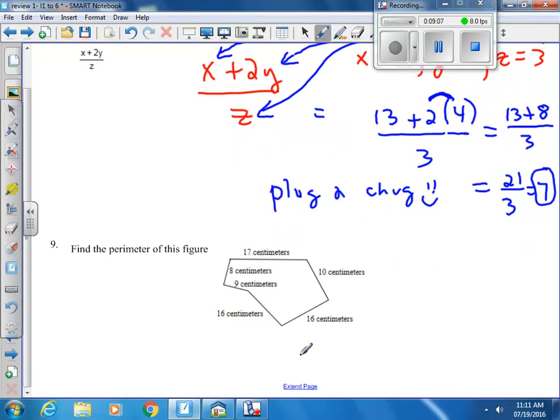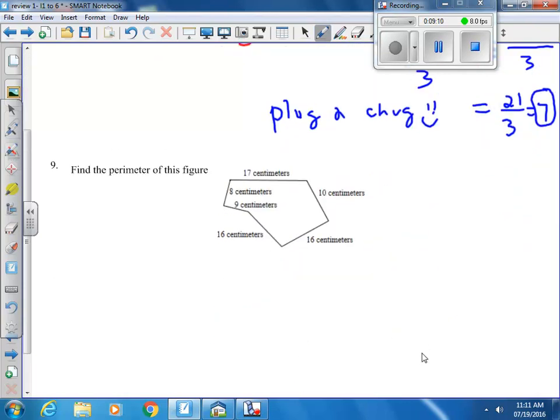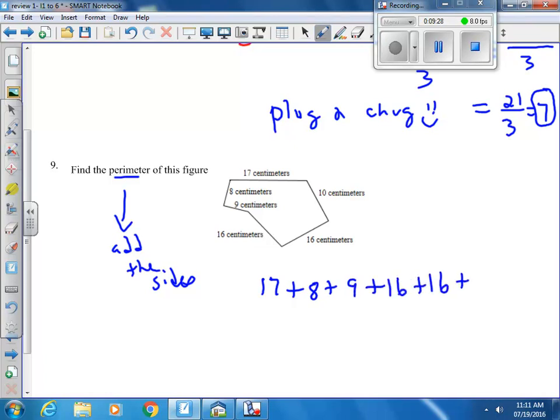Okay. For number 9, keyword perimeter. Now you know that means add the sides. So let's just add it all up. 17 plus 8 plus 9 plus 16 plus another 16 plus 10. And I always just count 1, 2, 3, 4, 5, 6, to make sure I got everything. 6 sides. So it's a 6-sided figure. So let's just take a moment to add that up.